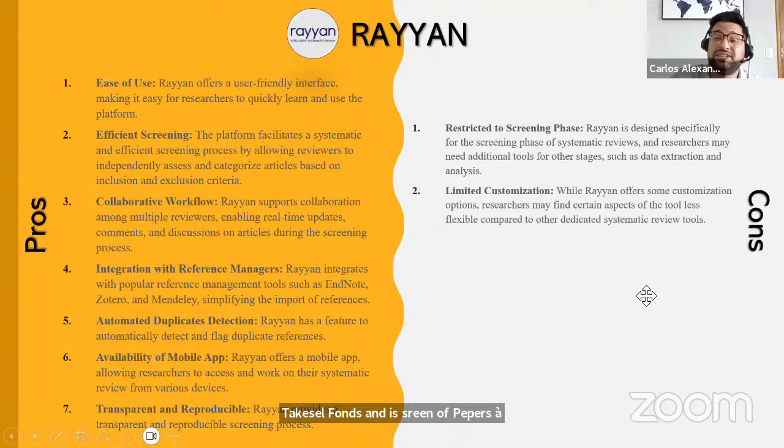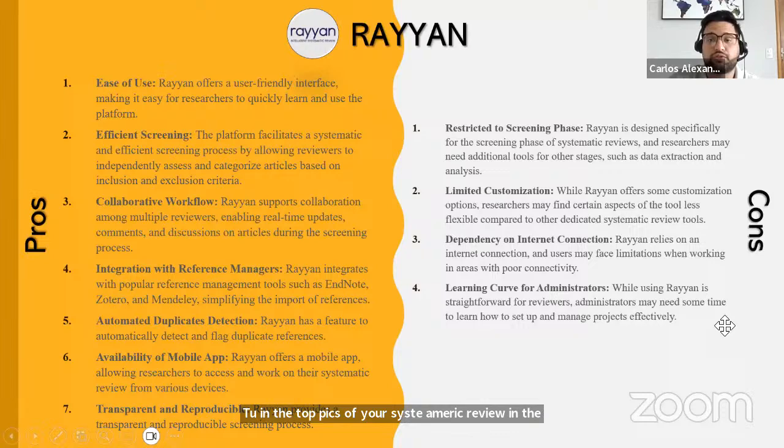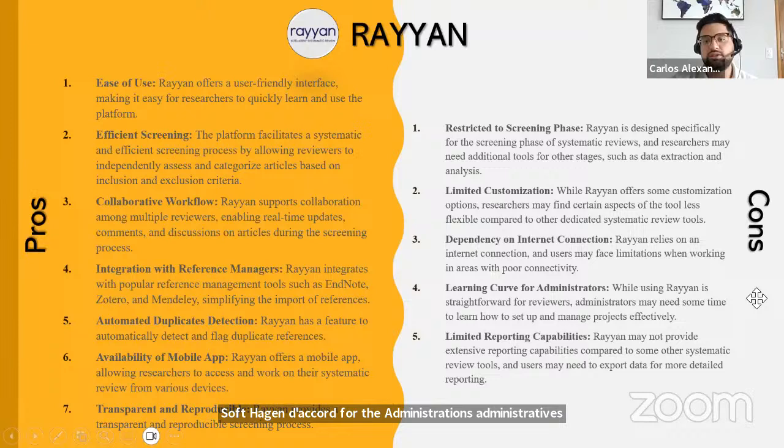There's a restricted screening phase, so it's really focused on the screening process, but for example, data extraction and methodological assessment, it could be not really good for that. Limited customization, so you're limited in including the topics of your systematic review in the software. Again, it depends on you being online. There's a learning curve for administrators, so if you're managing the systematic review, it could be hard for you to manage the website. And there's a limited reporting capability.